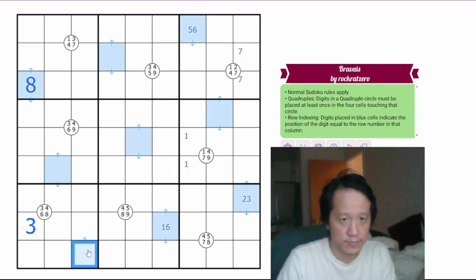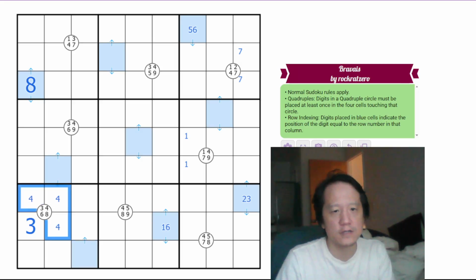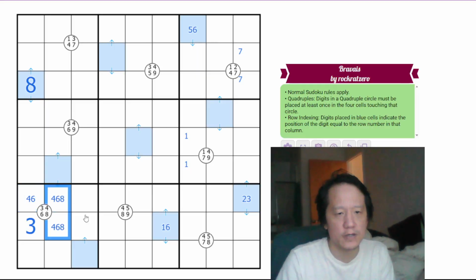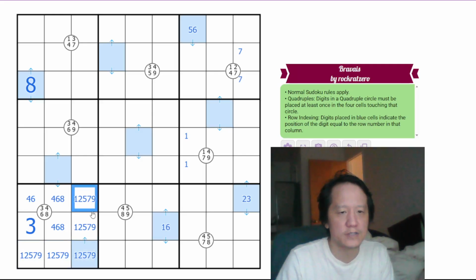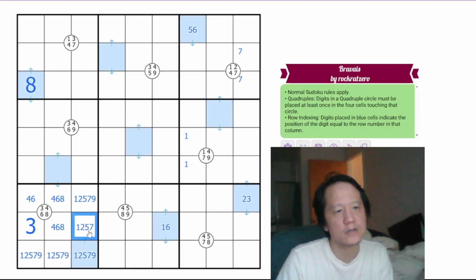9, this is 4, 6, and 8. And obviously this can't be 8. This becomes 1, 2, 5, 7, 9. The 9 can be either in the 7th or the 9th position. That works. So 9 cannot be here. It could be in the 5th position. That does work because the 9 has to surround one of these 4 digits here.